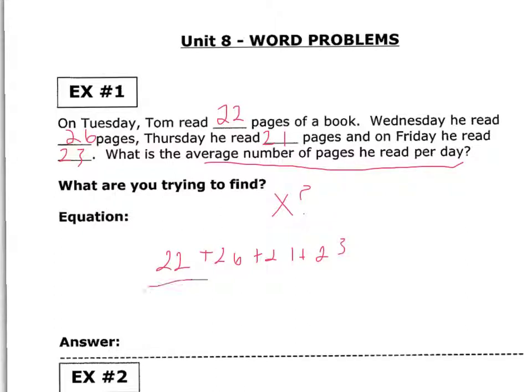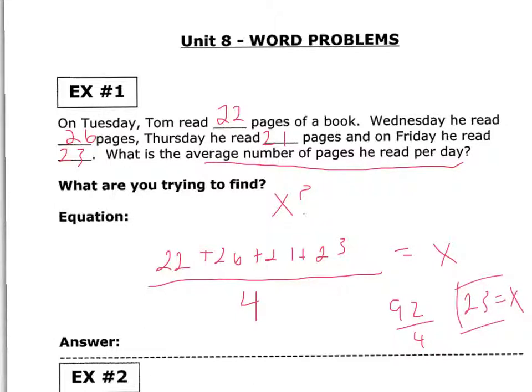Okay, and of course, he read for 4 days. So we're going to divide that by 4, and that is going to equal our x, or the average number per day. Okay, so if we add up all of the numbers in the numerator and divide it by 4, you get 92 divided by 4, or 23. Okay? So on average, Tom read 23 per day. Okay, so this word problem is essentially just finding the mean. There's nothing really particularly challenging about it. You just have to get through the problem, read, and see what it wants.